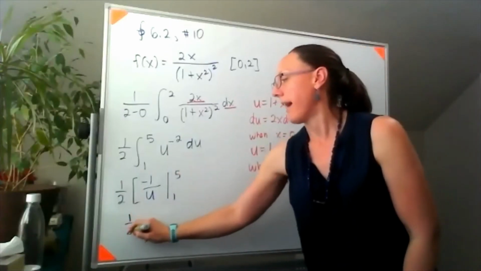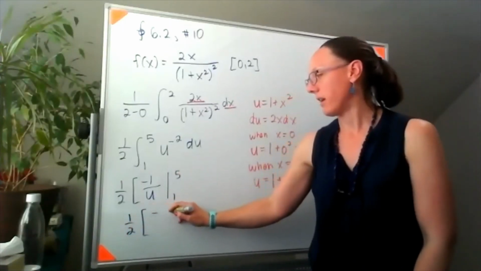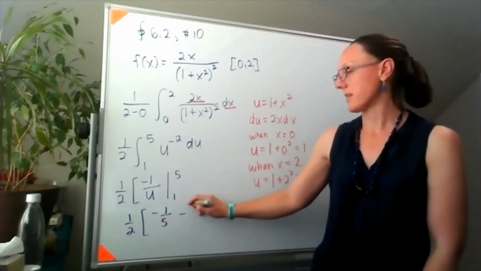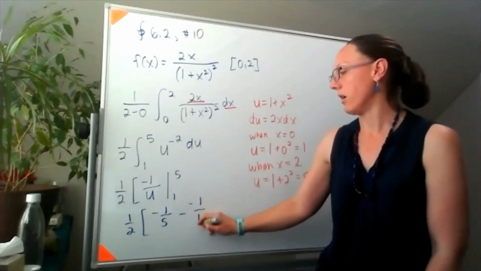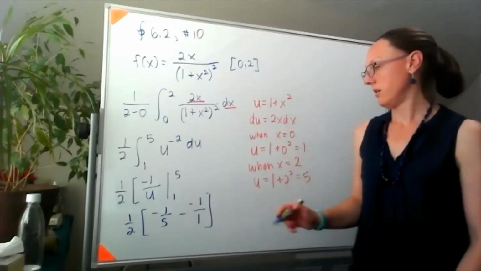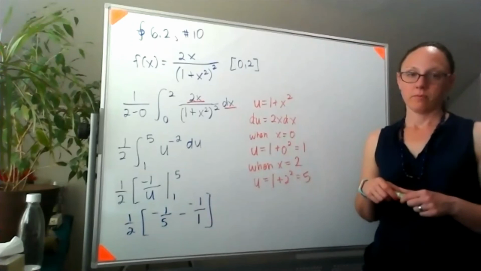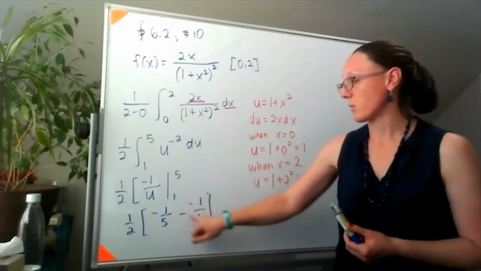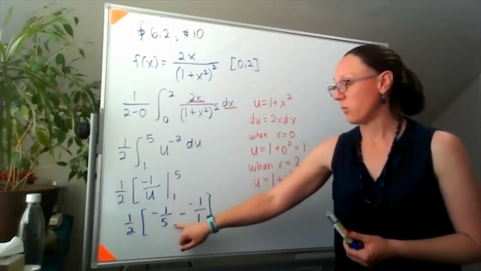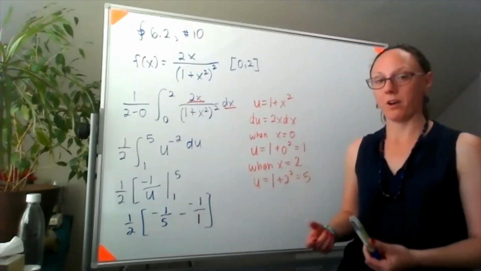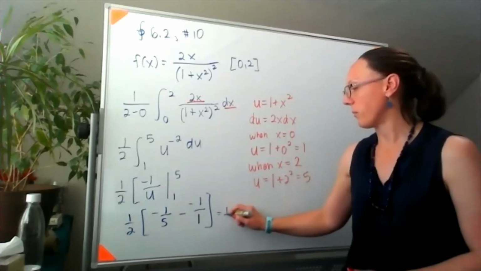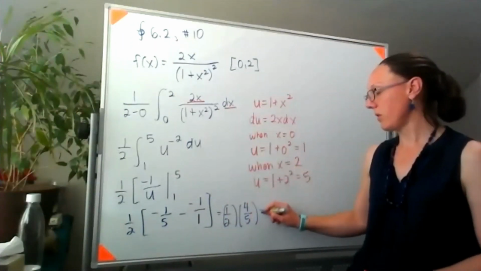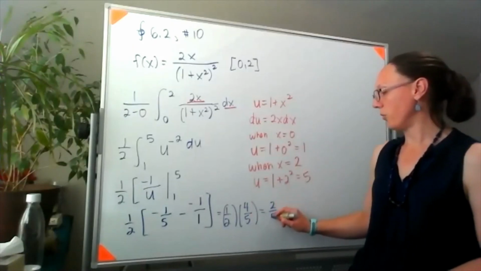So I'd have 1/2 of -1/5 minus -1 over 1. We could clean that up if we wanted to. That minus a minus would make that plus, and -1/5 plus 1 would be a positive 4/5. So that would be 1/2 times 4/5, or it looks like 2/5.